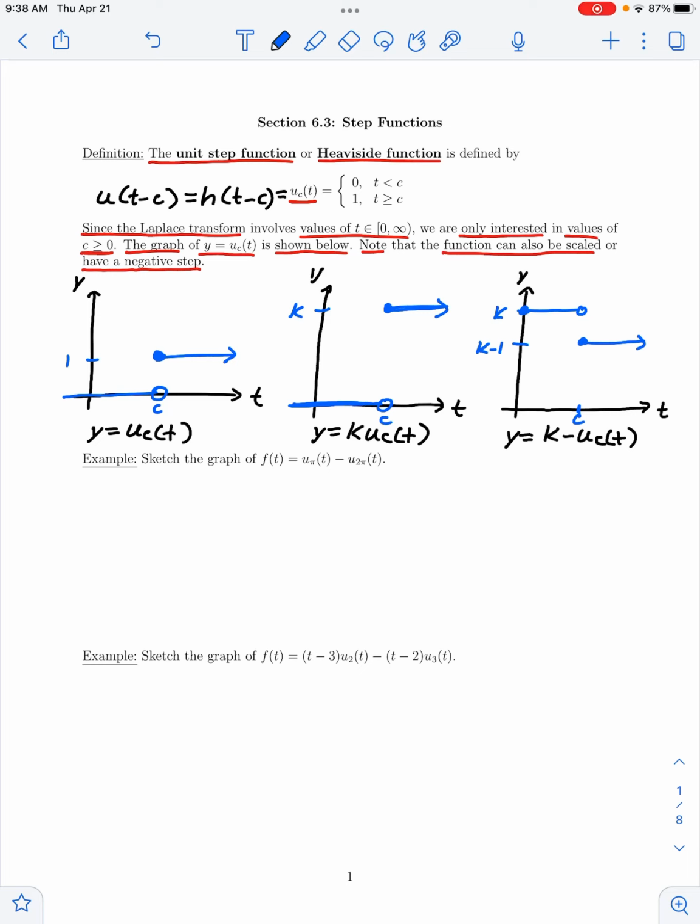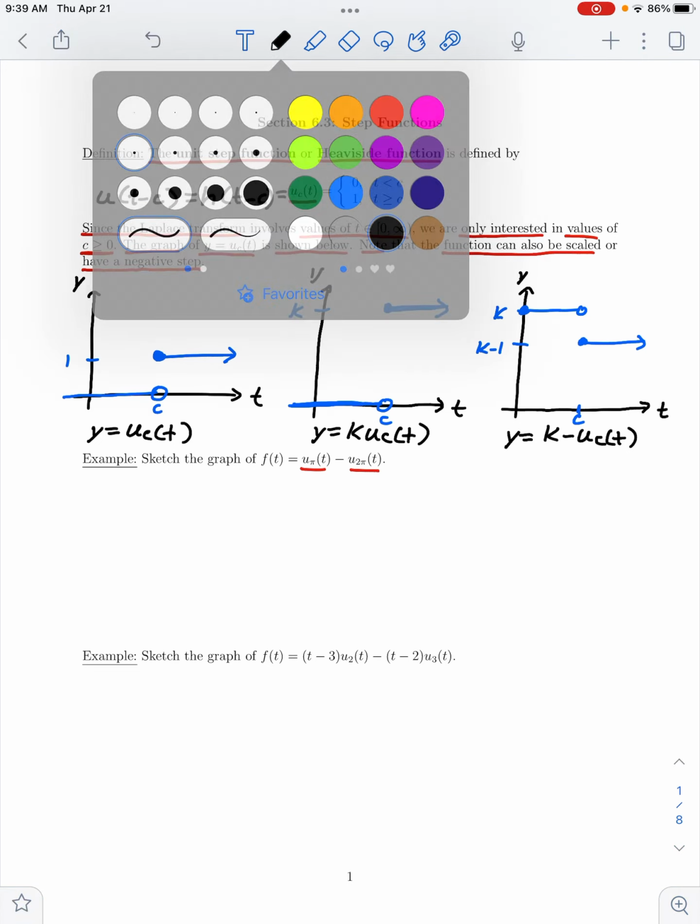So let's look at some examples to help familiarize ourselves with this unit step function. In this first one, we are asked to sketch the graph of f of t, which is equal to u sub pi minus u sub 2 pi. So here, each of these unit functions is either valued as 0 or 1. And we have jumps, or steps, occurring at time pi and time 2 pi.